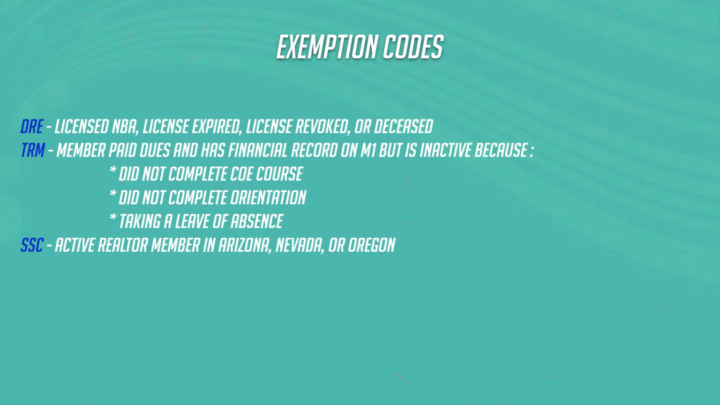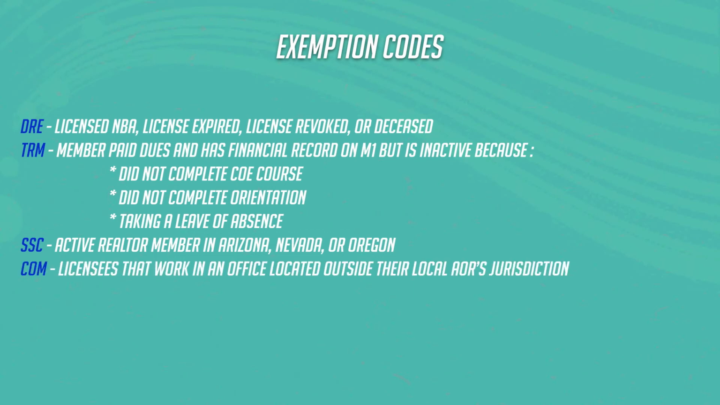Okay, and the final exemption we're going to talk about is the COM exemption. This is for licensees that work in an office that is located outside their local AOR's jurisdiction and is substantially all commercial and is not the broker's main office that he or she works out of.